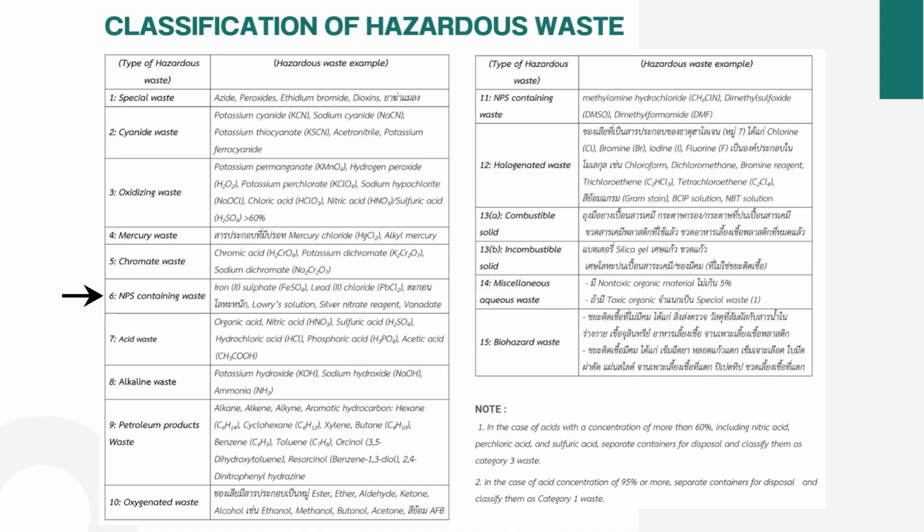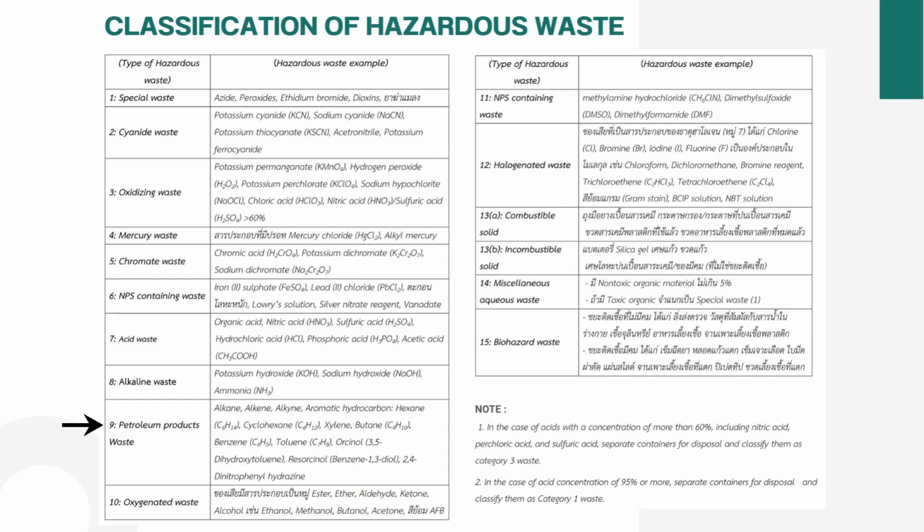NPS, or heavy metal-containing waste, including iron, lead, and silver compounds, must be isolated due to its potential to contaminate water and soil. Acid waste covers strong inorganic acids like hydrochloric or phosphoric acid, which must be treated cautiously, particularly those with concentrations above 60%, which should be classified as oxidizing waste. Alkaline waste, such as sodium hydroxide or potassium hydroxide, is caustic and can burn skin or corrode metals.